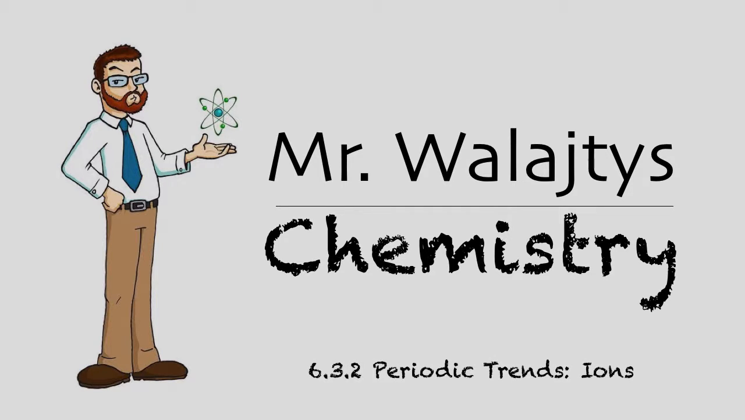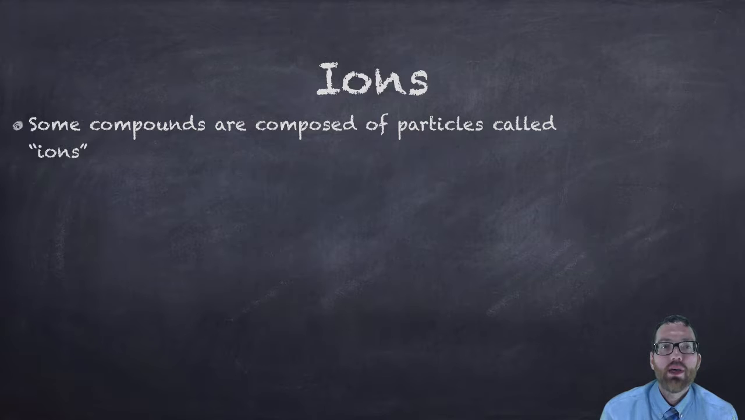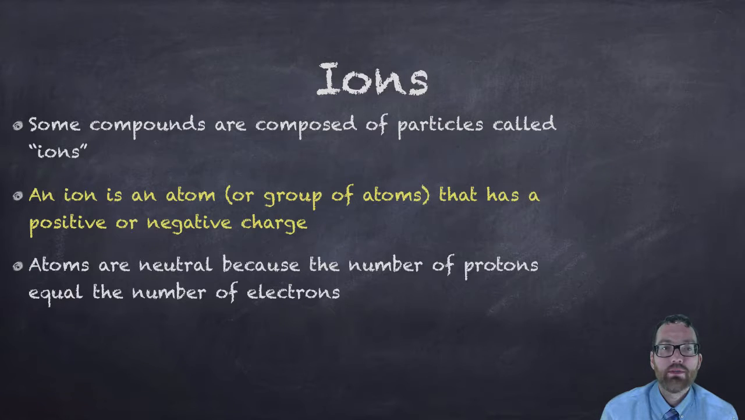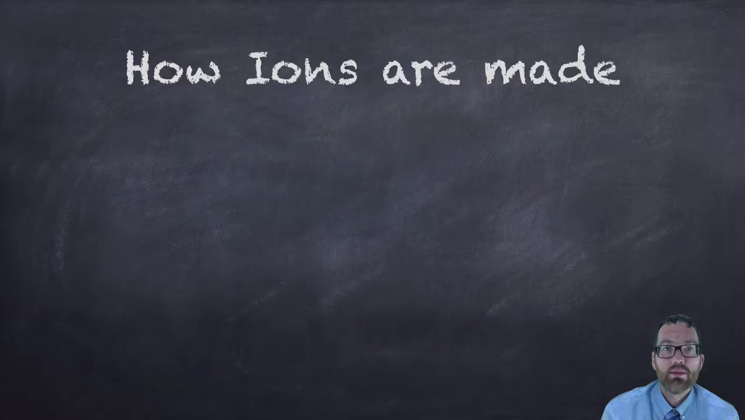The next trend that we're going to look at is ion sizes. So some compounds are composed of particles called ions. An ion is an atom or a group of atoms that has a positive or negative charge. Atoms are neutral because the number of protons equals the number of electrons. So positive and negative ions are formed when electrons are transferred, either lost or gained, between the atoms.